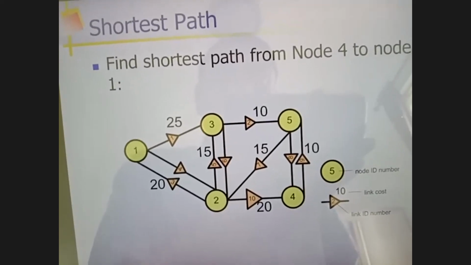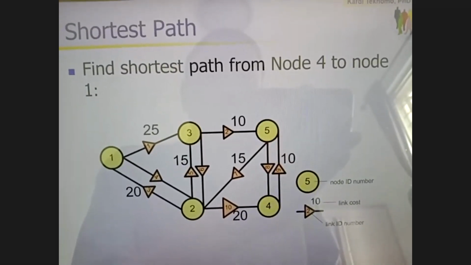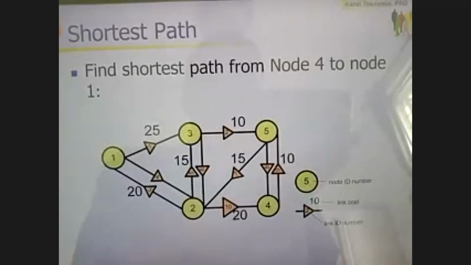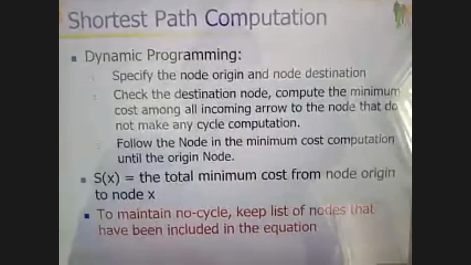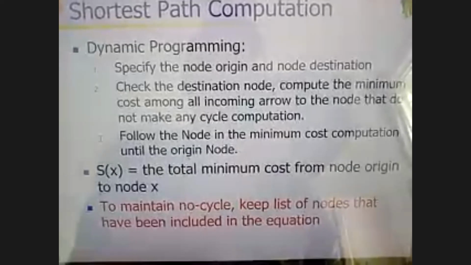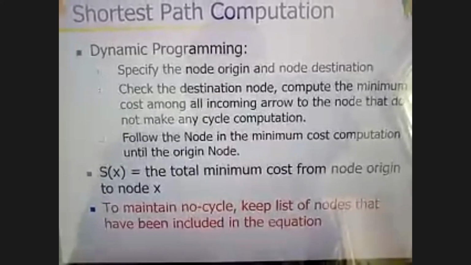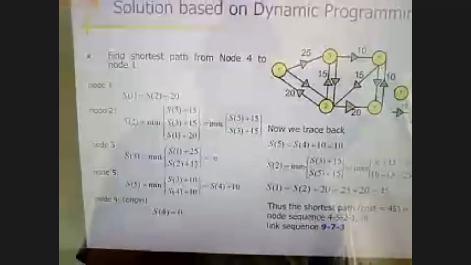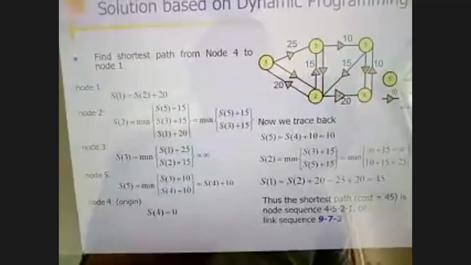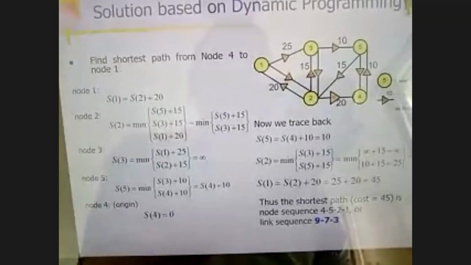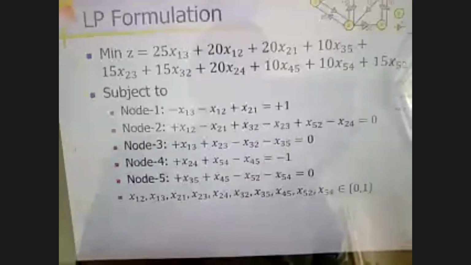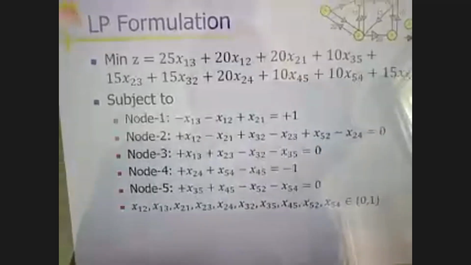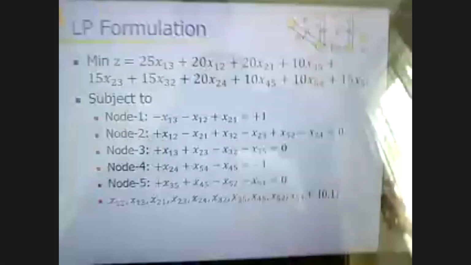Shortest path, which is the sequence of nodes or sequence of links from node 4 to node 1. To solve this, usually you use dynamic programming, so I will skip that part. This is how you compute using dynamic programming. We will discuss it probably next semester, and this is what you will do in the LP.